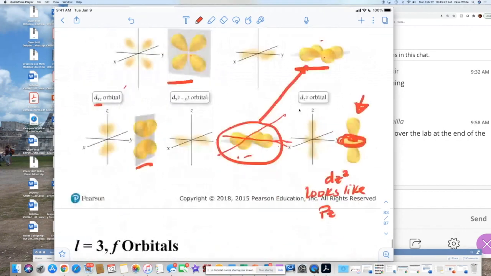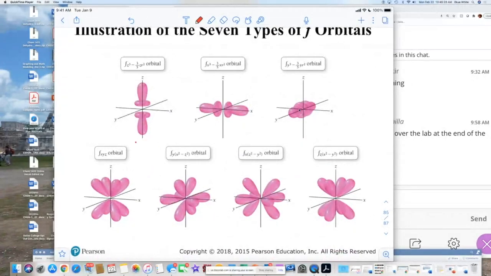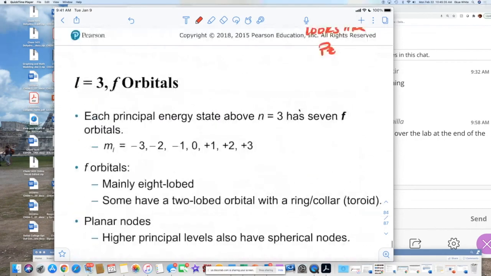So with the F, you want to just be familiar with it while we're here. Notice the different F's. Just be familiar. These are F's. They're complicated. They look more complicated than flowers, right? But that's the F orbitals.